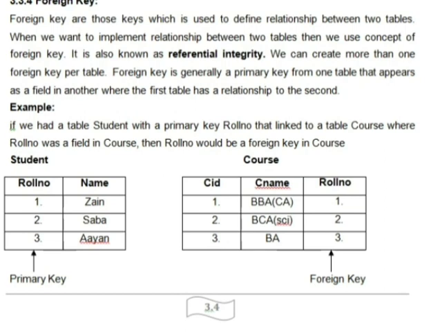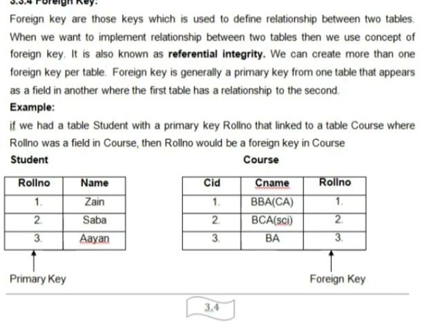We can create more than one foreign key per table. Foreign key is generally a primary key from one table that appears as a field in another table where the first table has a relation to the second. For example, consider the student table and consider we have taken roll number as a primary key. Now, if I have another table, that is the course table, and I want a relation between the student and course, at that time I will take the primary key of the student table and put that primary key as a foreign key in the course table.